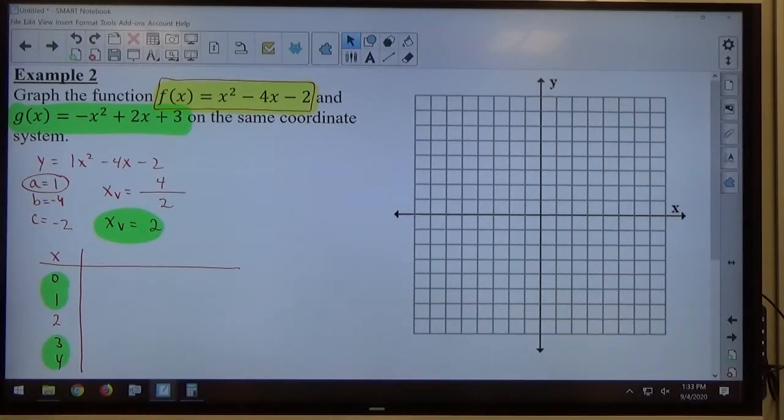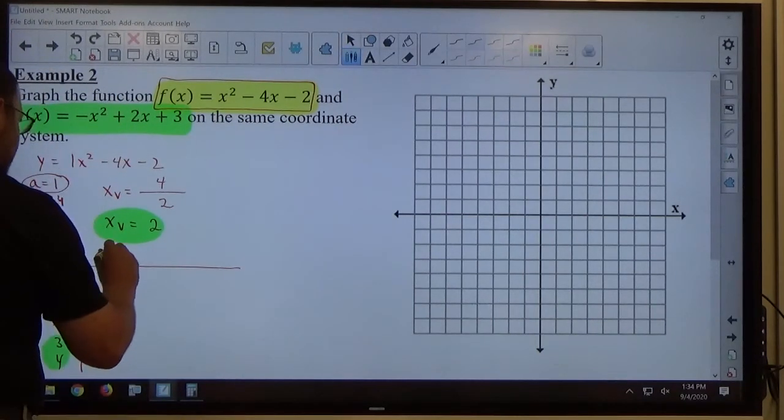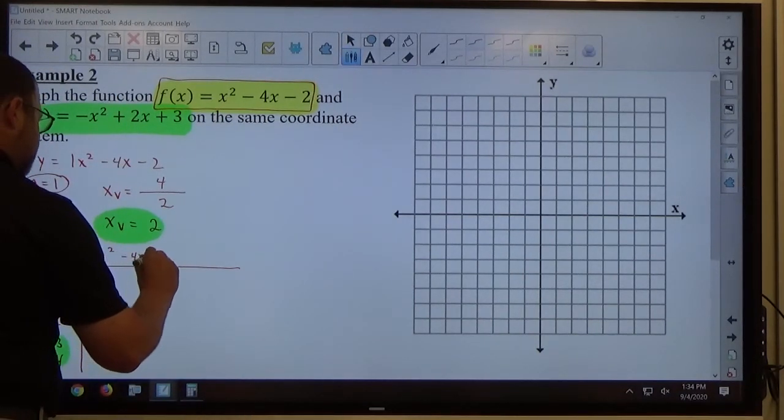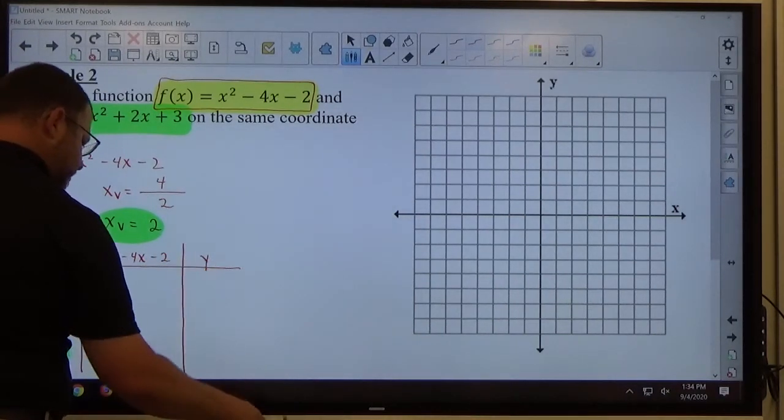We have to pick 2. The other numbers are our choice, but again, picking integers is easier than decimals. So sometimes this is a decimal. If this is a decimal, still pick integers for the other 4 points. In the middle, I'm going to write down x squared minus 4x minus 2. And over here, I'm going to write y.